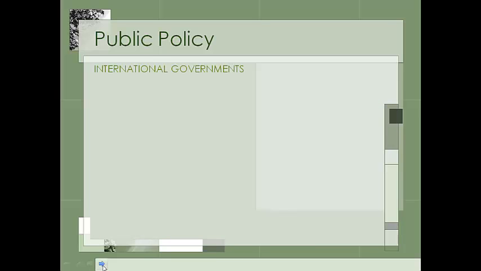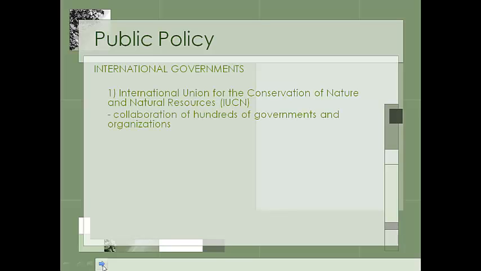All right, the last thing on public policy is that international governments have also gotten together. And they have made some laws, I guess you could say. They aren't laws that governments have to follow. They're more like guidelines regarding biodiversity. The first one is the International Union for the Conservation of Nature and Natural Resources, easier to say IUCN. And what they've done is gotten together a whole bunch of governments and organizations to work on biodiversity issues.